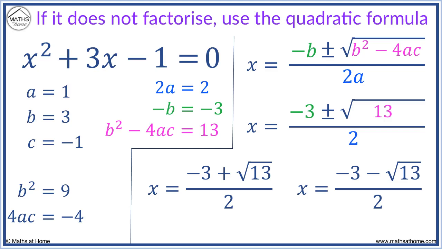Working these out by calculator, we have x is approximately equal to 0.303 and x is approximately equal to -3.30.